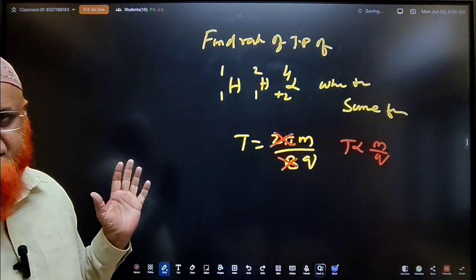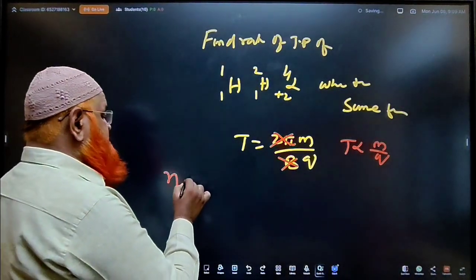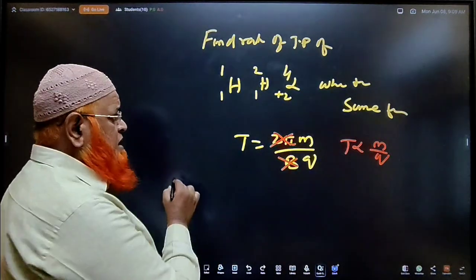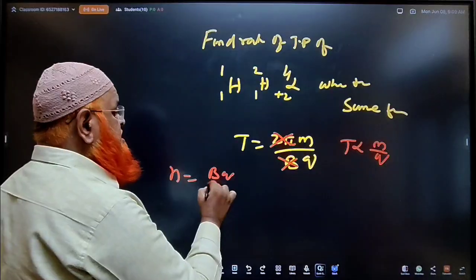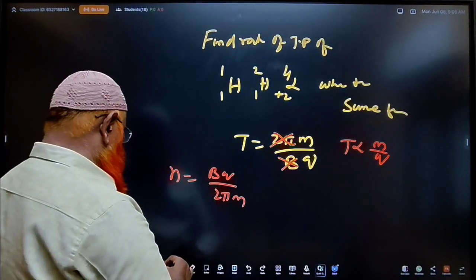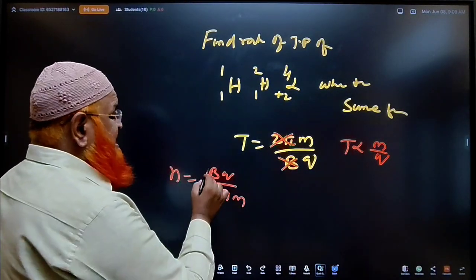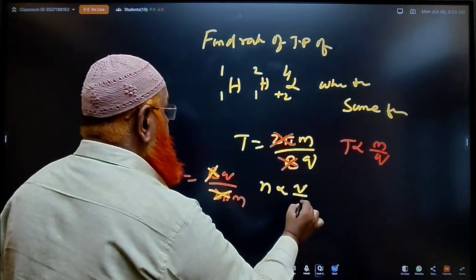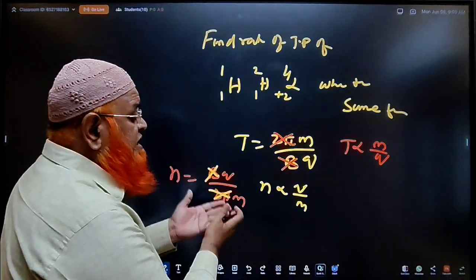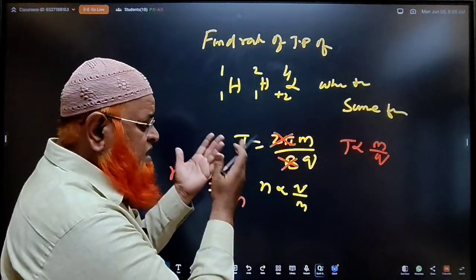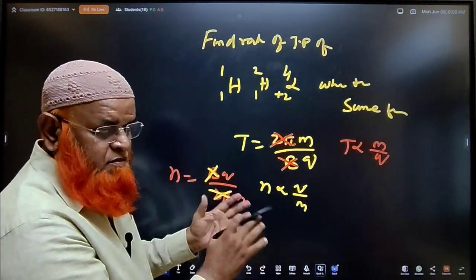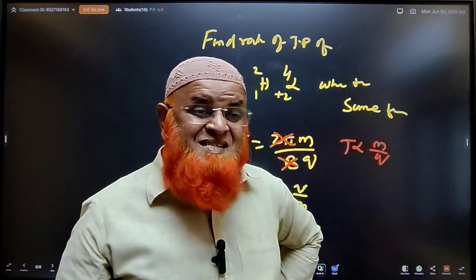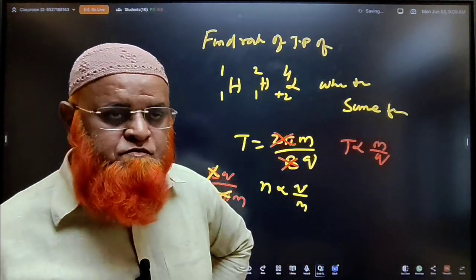Sometimes he is asking us to find the ratio of the frequencies. And what is the formula for frequency? Frequency is bq by 2 pi m, in which what are the constants here? Same field, and this is going to be constant. So n is directly proportional to q by m. So n of hydrogen, n of deuterium, n of alpha is equal to q of alpha, q of deuterium. Same process, almost the same process. Hope you are understanding now. This is about the particles.